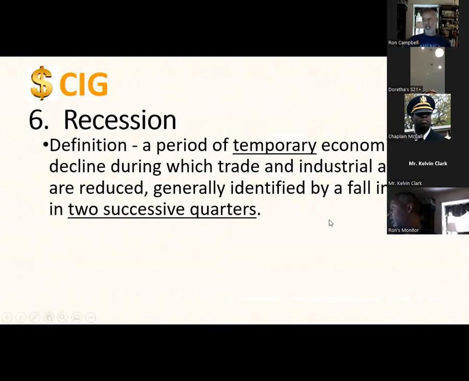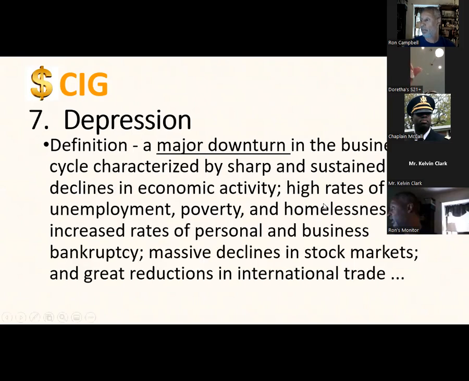Next one, we're almost done, is the recession. You probably hear that term being thrown about. That's why I'm covering it. It's a temporary economic decline. And the key here is two successive quarters. A quarter, of course, is a 3-month period. You have two of those combined, you're in an official recession. Again, the main thing is understanding it has to be two.